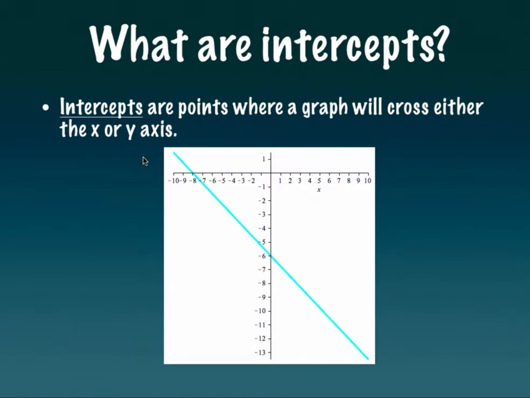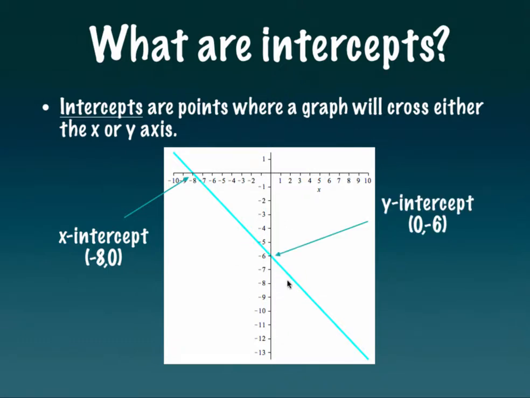So I can see here at (-8, 0), I'm crossing the x-axis. So that's my x-intercept. And over here, I'm crossing the y-axis at (0, -6). So that's my y-intercept.